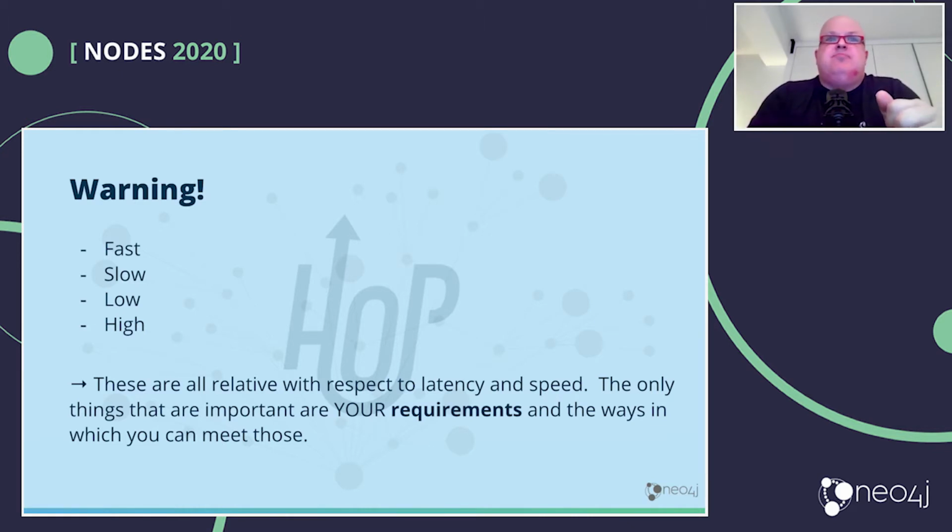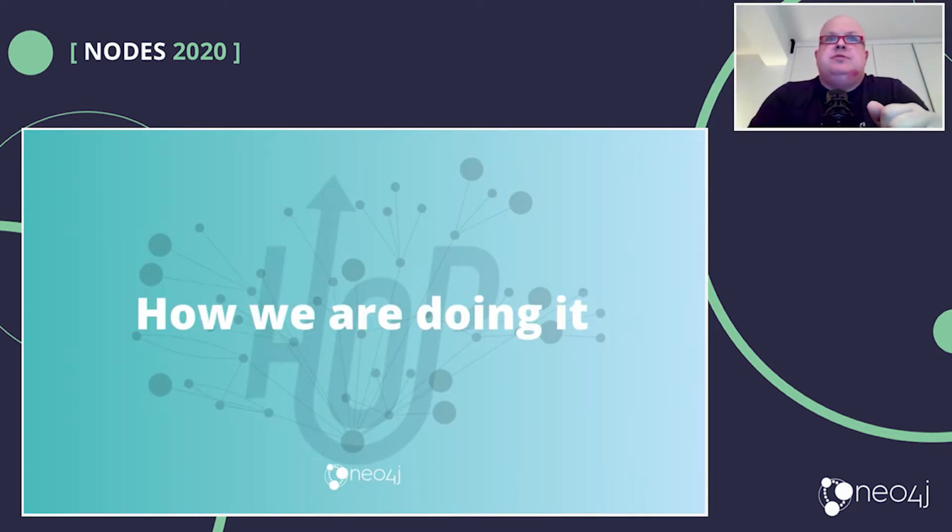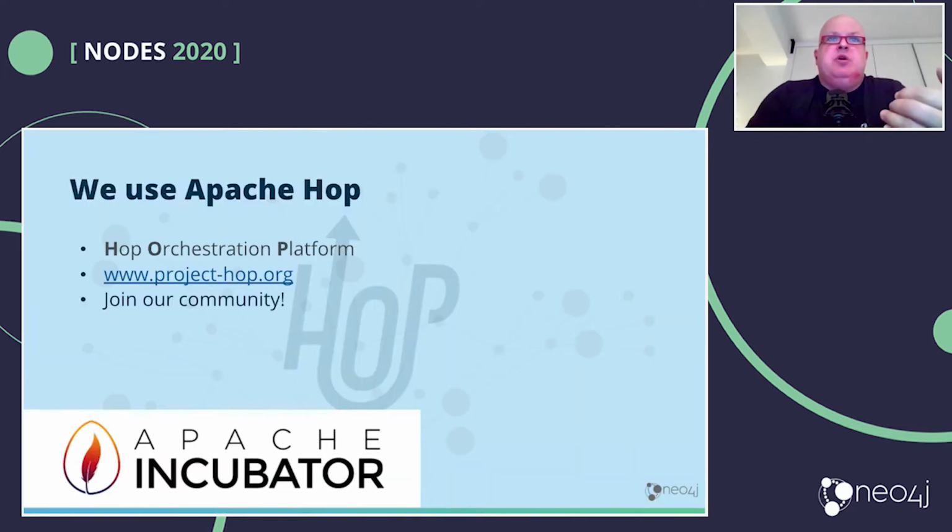So how are we doing this? We're using Apache Hop. It's the Hop orchestration platform. You can visit it at projecthop.org. If you see a fancy GUI float around, feel free to give it a try and join our community. That's the point of us doing an Apache incubator cycle.